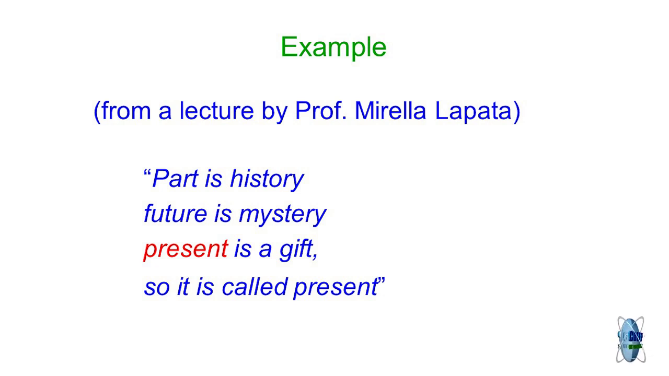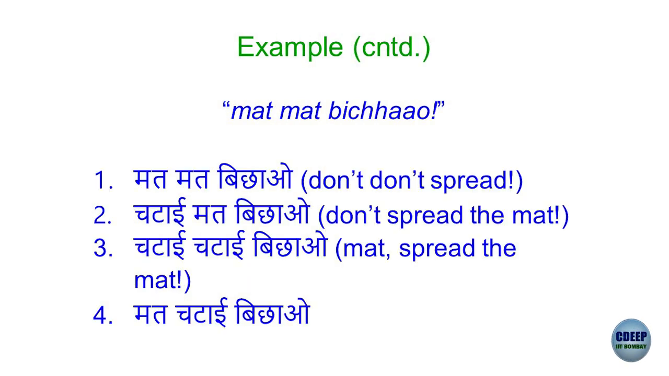Now, this is from a lecture by Professor Lapata. Maybe all of you have seen this small poem already. Past is history, future is mystery, present is a gift, so it is called present. Now, it is a play on the words, and it is exploiting ambiguity. The word present has multiple meanings. It can be a gift, and that's why the present time is called present. Right? So you are exploiting ambiguity. Now, you can easily see that ambiguity is not always undesirable. If ambiguity is weeded out, a lot of color from language and life also is lost. This beautiful poem would not be possible without the ambiguity of the word present. Okay, another example. This is code mixing. If you look at the English string, you probably see that there are four possibilities.